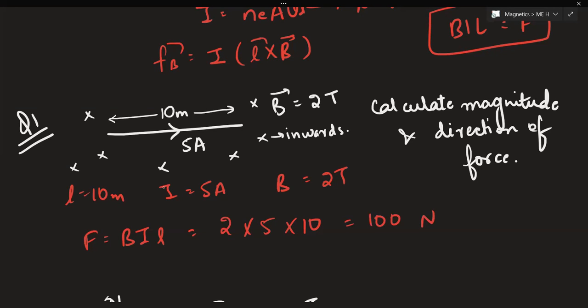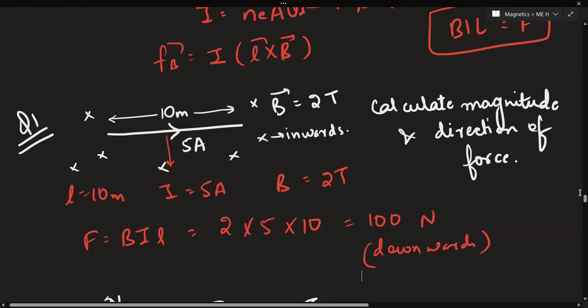Regarding the direction, keep your hand along the direction of current. If you curl your fingers inwards, the thumb is pointing downwards. So that becomes the direction of force, downwards. You can write downwards, or minus J cap. Or one more question, let's see.